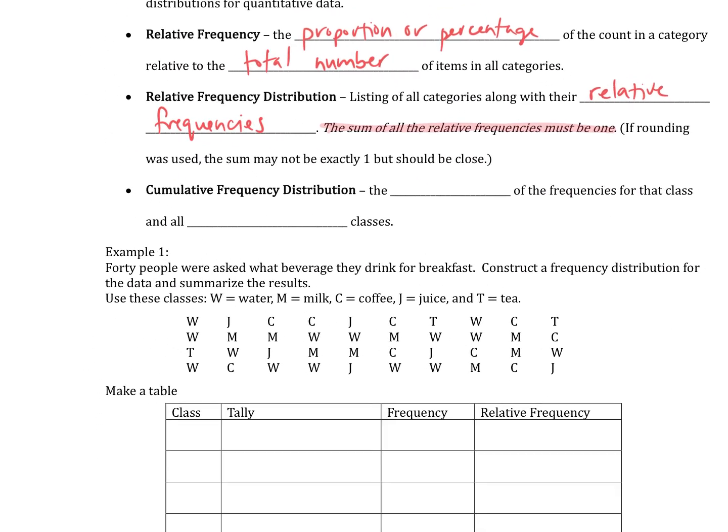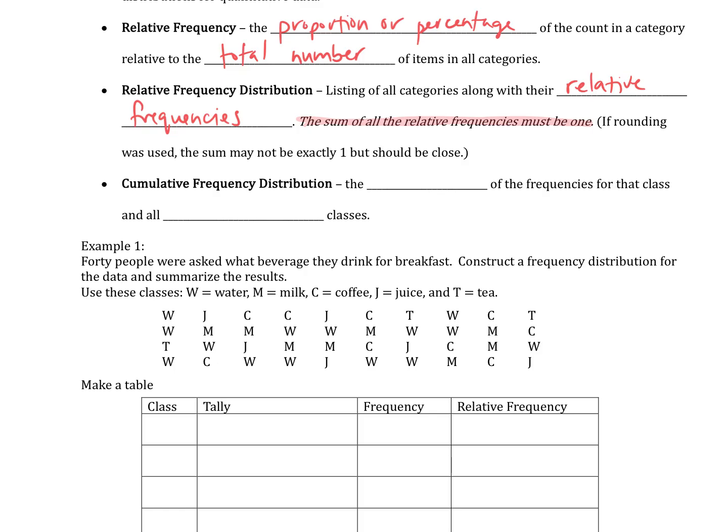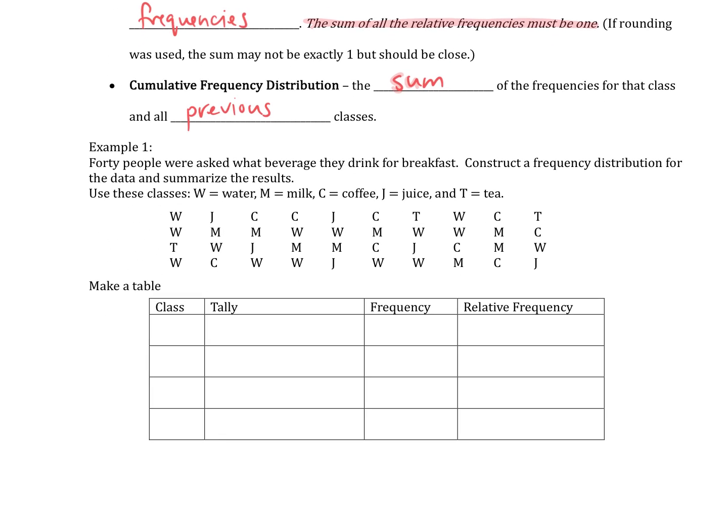Cumulative frequency distribution, okay? That is the sum of the frequencies for that class and all of the previous classes. So example 1. 40 people were asked what beverage they drink for breakfast. Construct a frequency distribution for the data. Summarize the results. So our classes are, and by the way, I left off one, so you're going to have to put it underneath. We have water, milk, coffee, juice, and tea. Just put tea underneath the table.